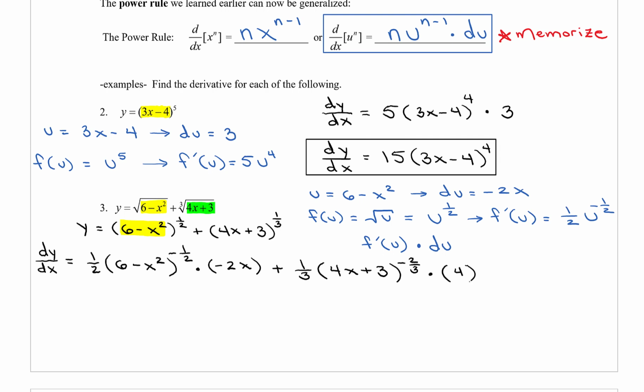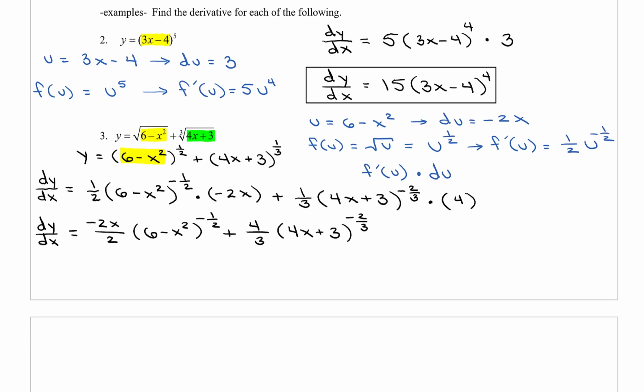So dy dx is going to be equal to, I'm going to write negative 2x divided by 2 times, open up a set of parentheses, 6 minus x squared, close the parentheses, raised to the negative 1/2 power, plus 4/3 times, open up a set of parentheses, 4x plus 3, close the parentheses, raised to the negative 2/3 power. So dy dx equals negative x times the quantity 6 minus x squared, and that quantity is all being raised to the negative 1/2 power, plus 4/3 times the quantity 4x plus 3. And that quantity is being raised to the negative 2/3 power.